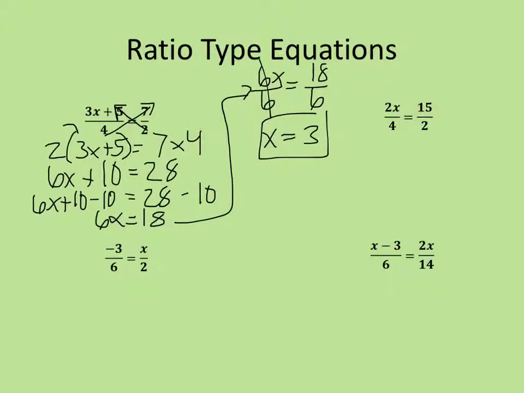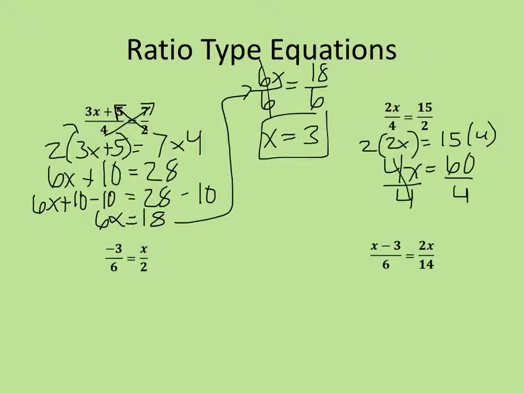Right, for this one, again, I'm going to take the denominator and cross multiply. So I'm going to have 2 times 2x equals 15 times 4. 4x on this side, 60 over here, divide by 4 and divide by 4, cancel out, leaves me x equals 15.